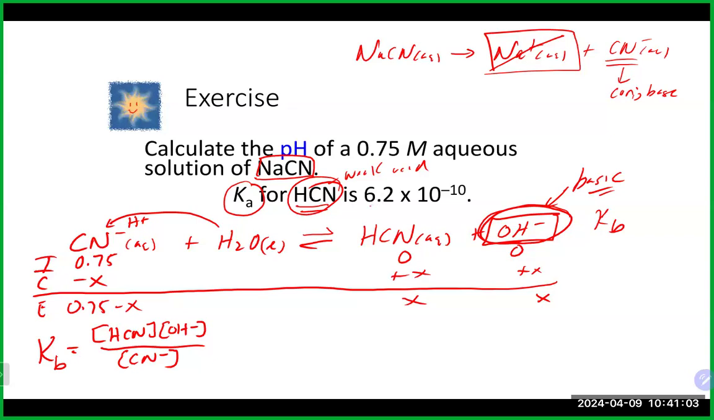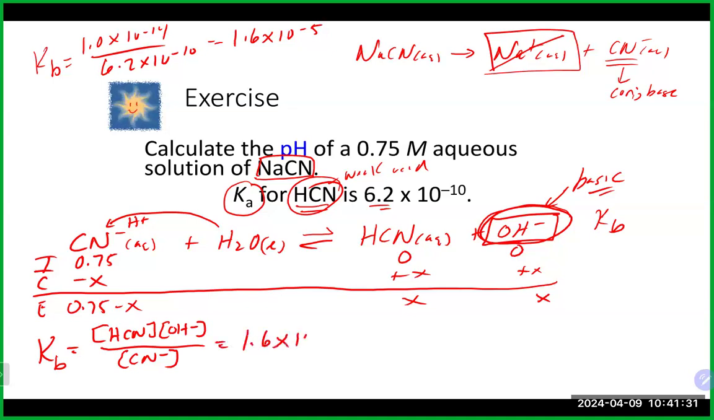Like normal in these types of problems, you will have to convert it. So our Kb here will be 1 times 10 to the minus 14 divided by our Ka value of 6.2 times 10 to the minus 10, I think. And that's going to get us 1.6 times 10 to the minus 5. We'll pop that in there: 1.6 times 10 to the minus 5 equals x squared divided by 0.75 minus x.